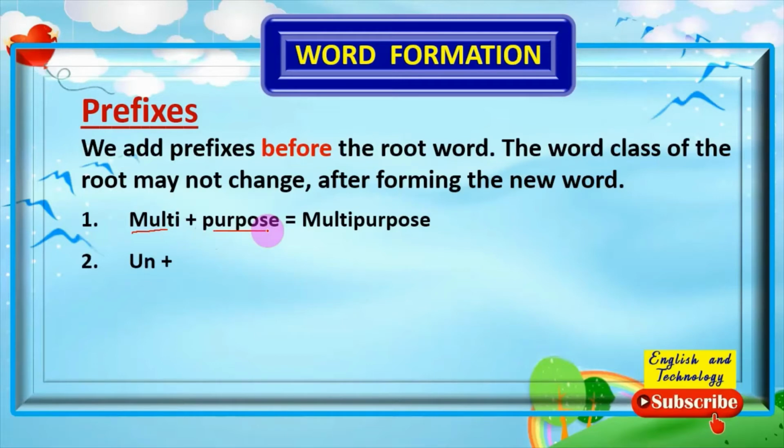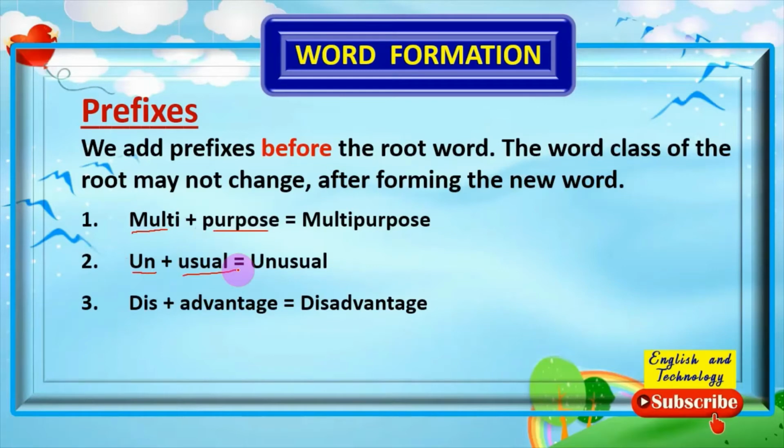So we have multi-purpose, and we have un here. So this un is the prefix, and we have usual as the root word. So we have unusual. Then we have this advantage. We have misunderstand. So misunderstand is another one. Here it can be broken as having mis as the prefix, while understand becomes the root word or the base word. So you can have prefixes added to the main root word or the base.